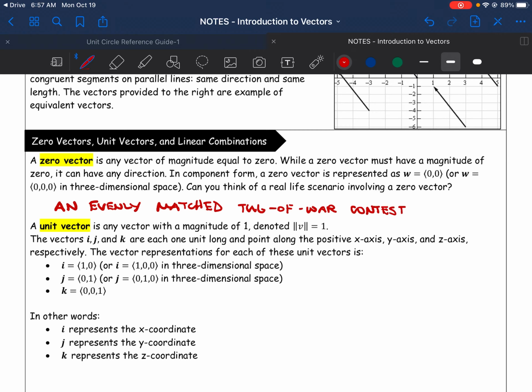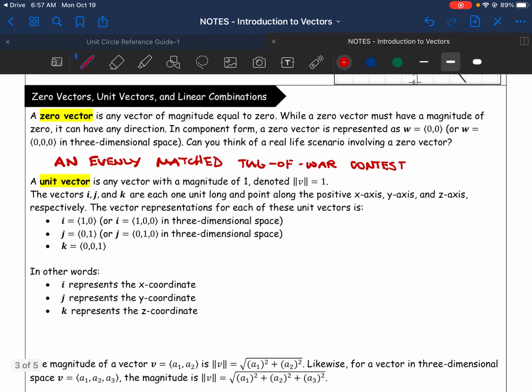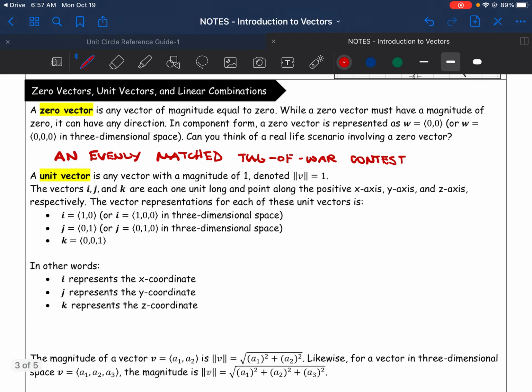Okay. Try to think of an example of a tug-of-war, or not a tug-of-war contest, but try to think of an example of a zero vector in real life. They're a little bit tricky to think of sometimes. So that's what a zero vector is, but a unit vector is any vector with a magnitude of 1. And again, remember magnitude we represent with these little double bars here. So the magnitude of v would be equal to 1 if the vector was named v.